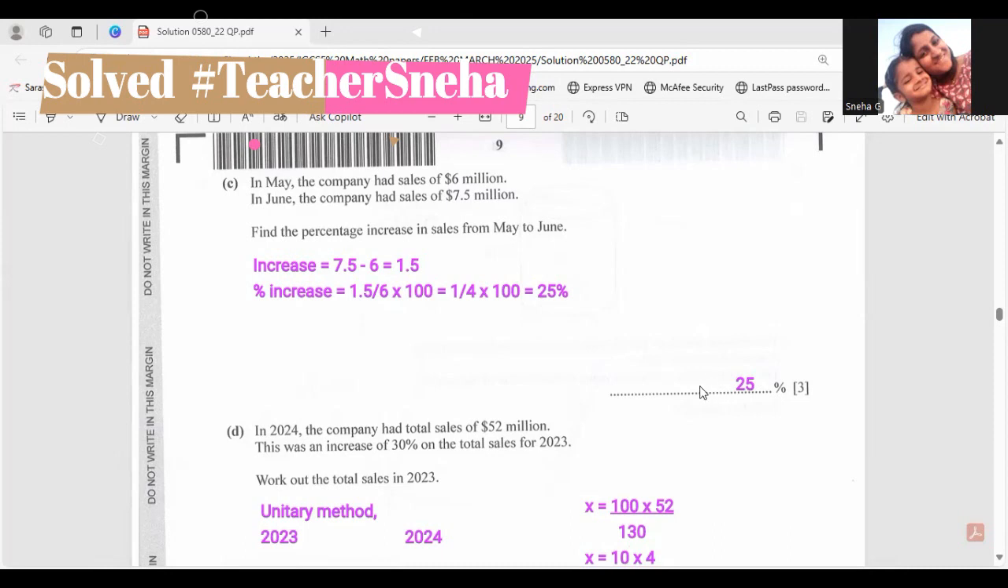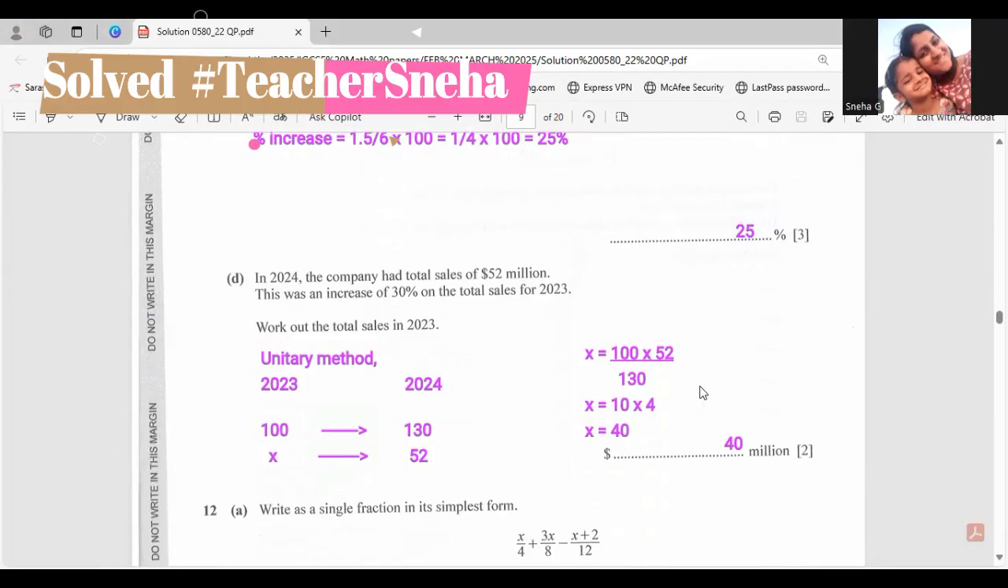Moving further to the D part of this question, which says in 2024, the company had total sales of $52 million, which was an increase of 30% on the total sales in 2023. So we have to work out the total sales in 2023. It is an example of a reverse percentage question. And the best way to solve a reverse percentage question is using the unitary method.